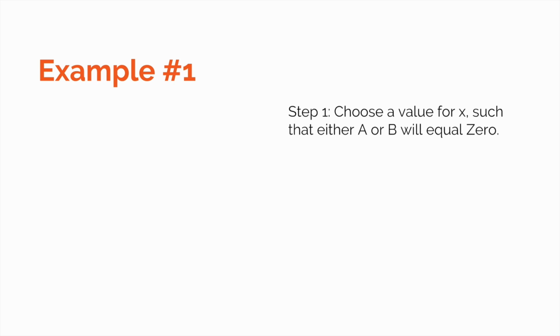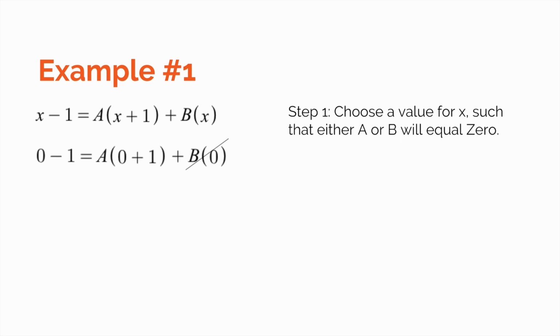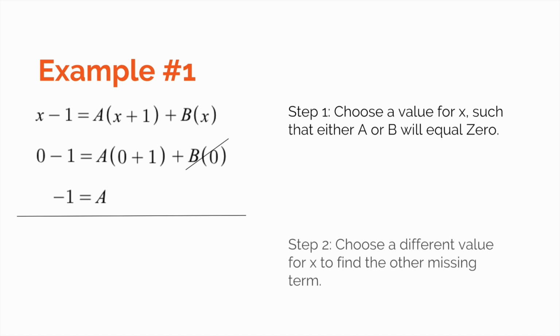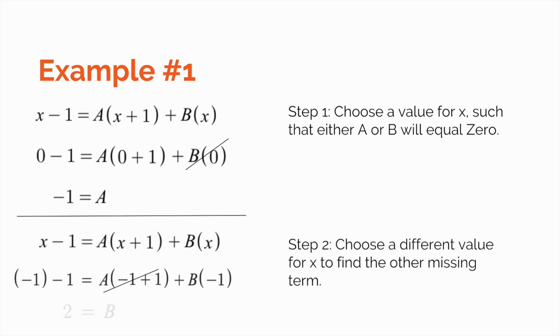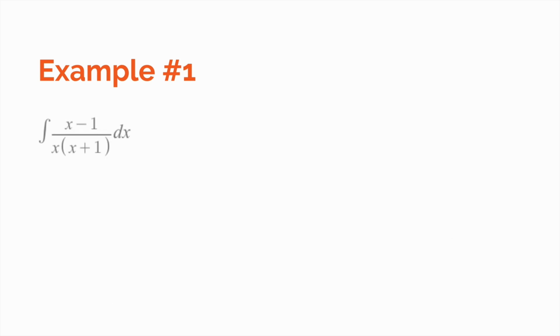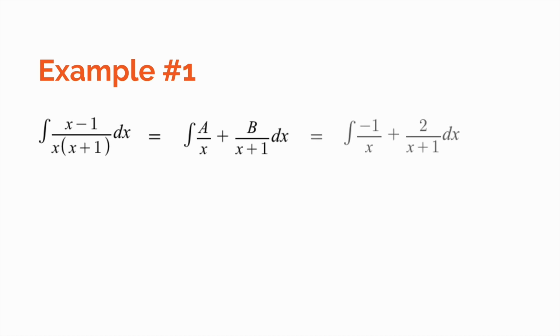To solve for a and b, we need to plug in values of x that will cancel one of our constants, either a or b, leaving us with only one to solve for at a time. To solve for a, we set x equal to 0, and what we're left with is a equal to negative 1. To solve for b, we set x equal to negative 1, and find that b is equal to 2. We can now take the values of our constants, a and b, and plug them back into our separated fractions, which will allow us to solve the integral.